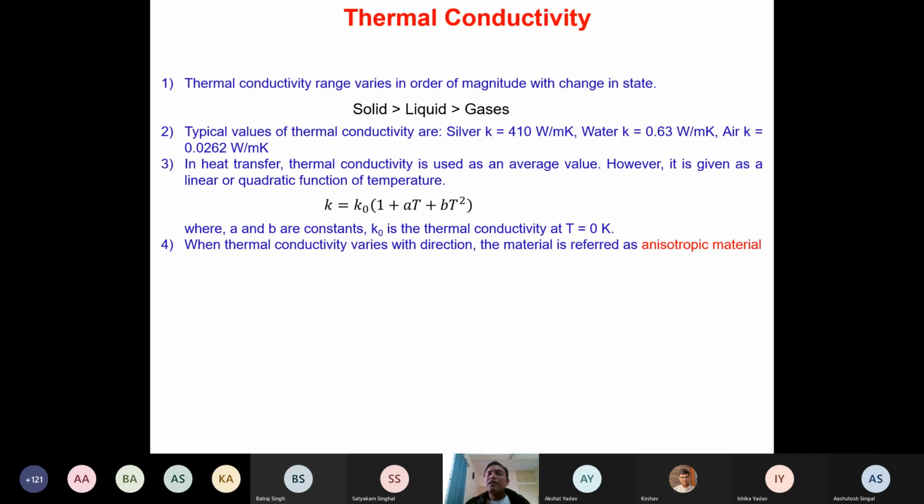Again, here we are taking the exception of liquid metals. Liquid metals like mercury have a thermal conductivity in the range of 13,000. Okay. So liquid metals have very high thermal conductivity, much higher than water. Okay.